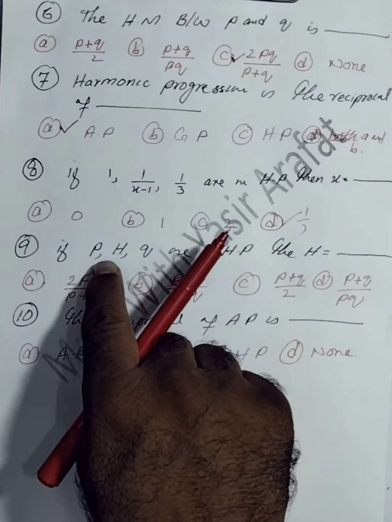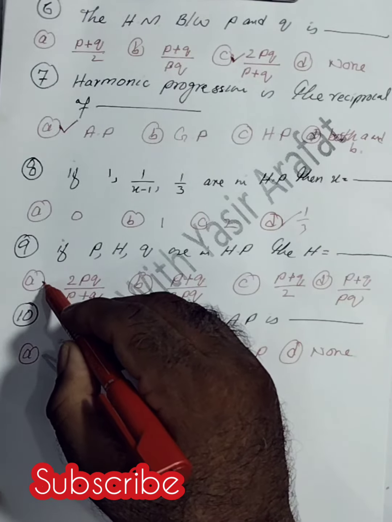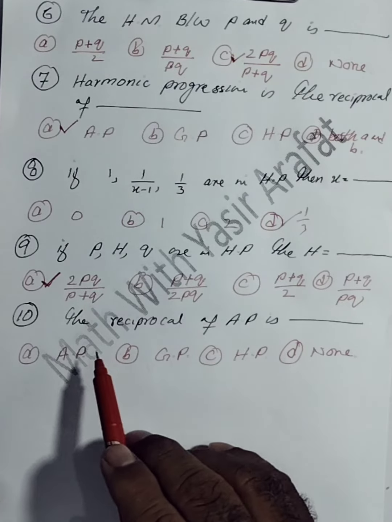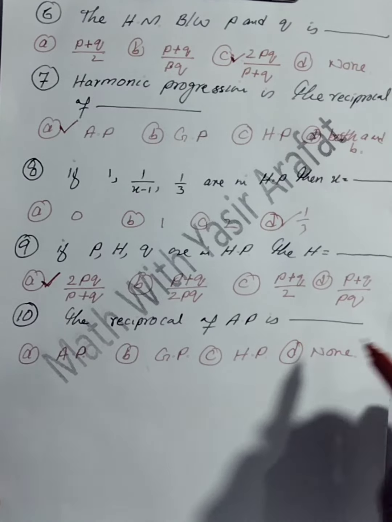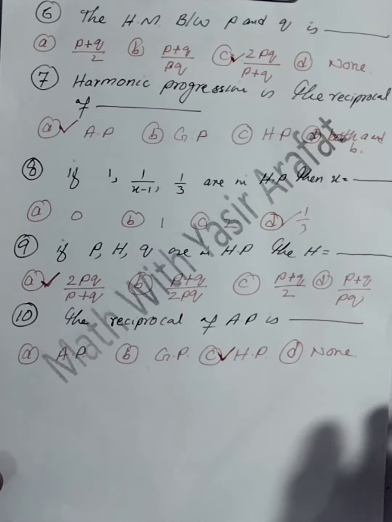Again here, the harmonic mean between P and Q will be equal to 2PQ upon P plus Q. The correct option is A here. The reciprocal of AP is called the harmonic progression. They are reciprocal to each other.